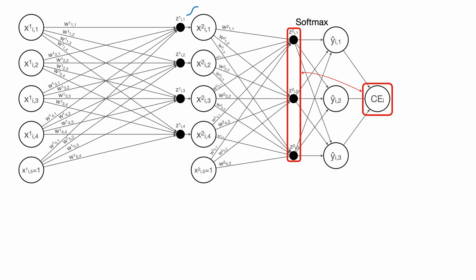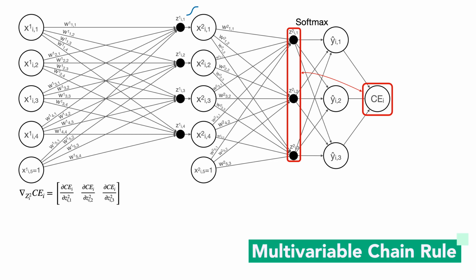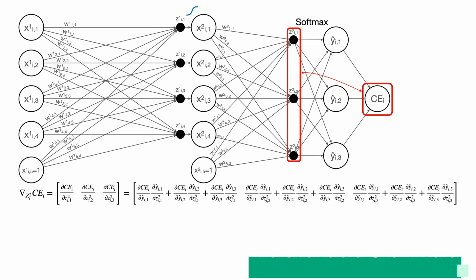Next, we want the gradient of cross entropy I with respect to Z2I, which is going to be a row matrix like this. We can use the multivariable chain rule to expand these terms into the following, because each z feeds into each y hat, and each y hat feeds into the final cross entropy. But most of these terms are going to be zero, because only one yk is not zero.